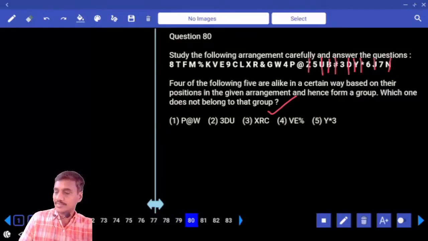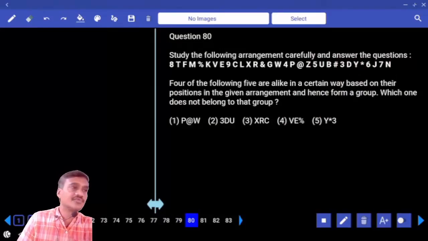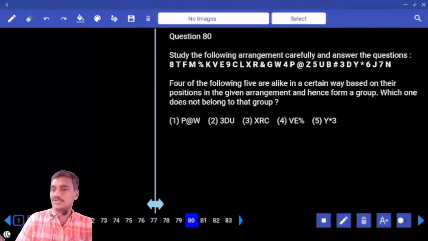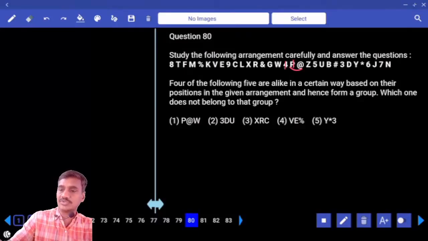Then 80. Now in this 84, which of the following is the odd one out? P at the rate of NW, Japan P and at the rate of plus 1. At the rate of NW, 1, 2, 3, minus 3.